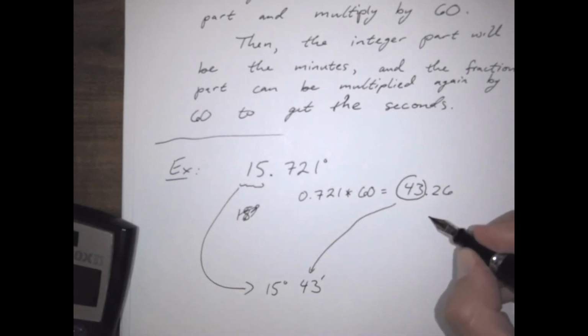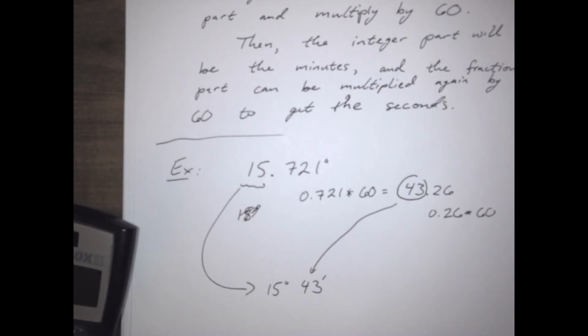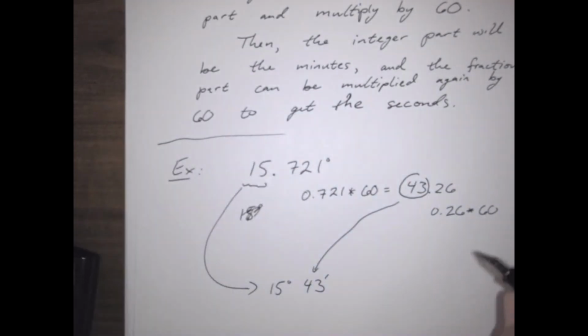Now how many seconds? That's where the 0.26 comes in. So now, just multiply by 60 again. We're basically amplifying the fractional part by a factor of 60 in order to see it better. So we amplified the fractional part of degrees to get the minutes, and now we're amplifying the fractional part of the minutes to get the seconds. So 0.26 times 60 equals 15.6.